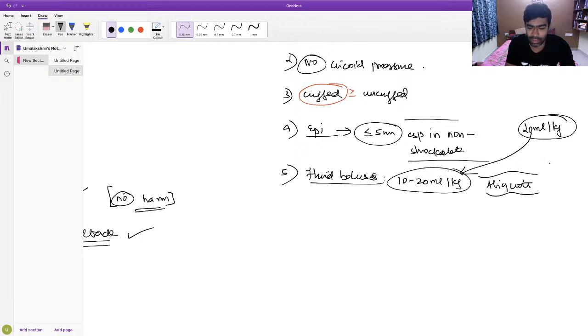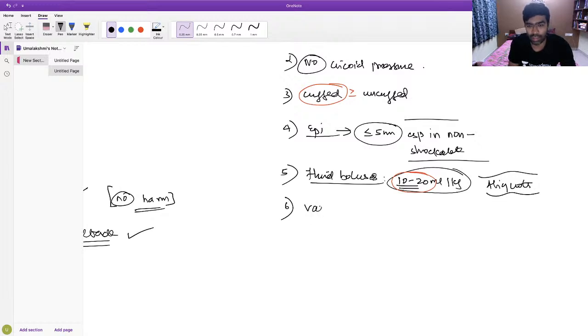Previously it was given just as a fluid bolus, and they didn't mention anything about aliquots. Currently they have mentioned aliquots as well. So that is one small change that's been made. This 10 to 20 ml has become a little bit of a flexible cutoff rather than just a 20 ml per kilogram cutoff.